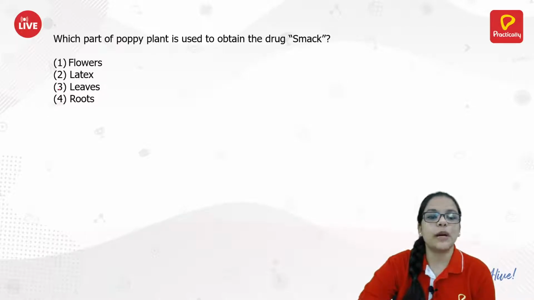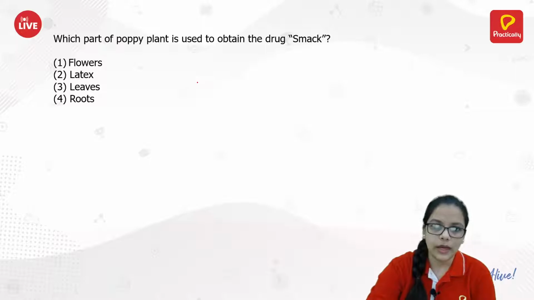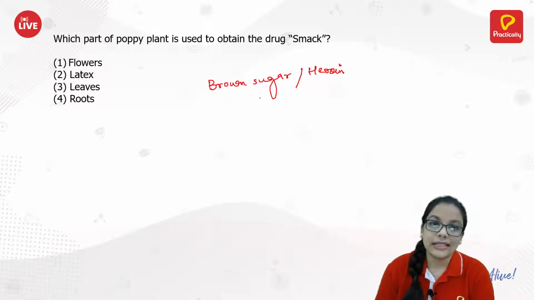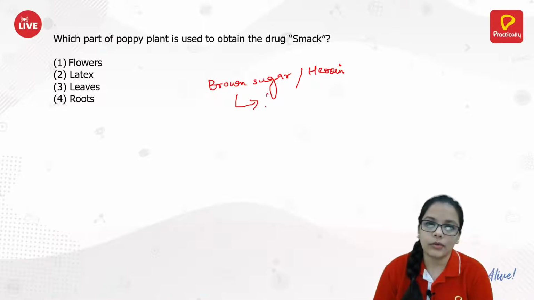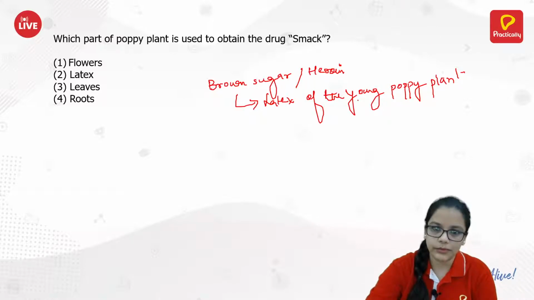Which part of the poppy plant is used to obtain the drug smack? Now, poppy forms a drug called smack. It basically is known as brown sugar, or heroin is the most common name. It is found from the latex of the young poppy plant. And what is happening here? Young as in unripe.